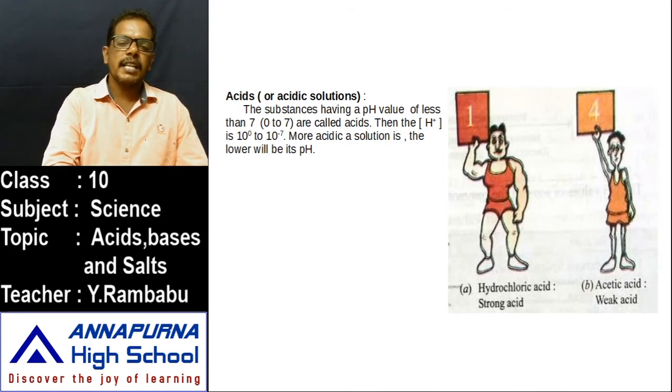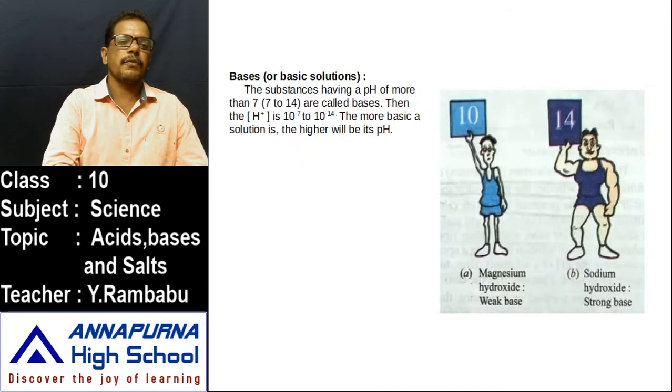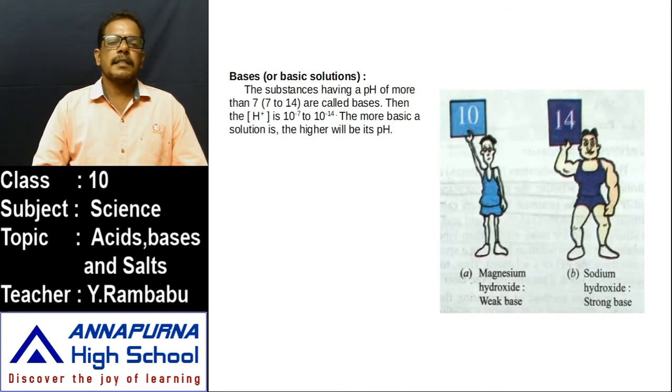Then what about the strength of a base? Observe carefully. The substances whose pH value is 7 to 14, that are called bases. For example, take any substance like magnesium hydroxide.